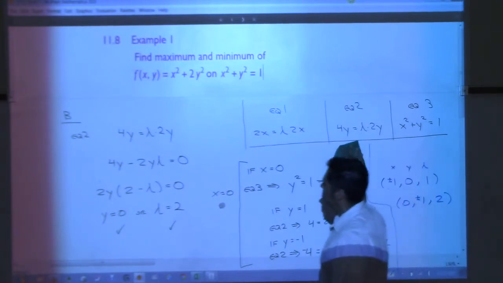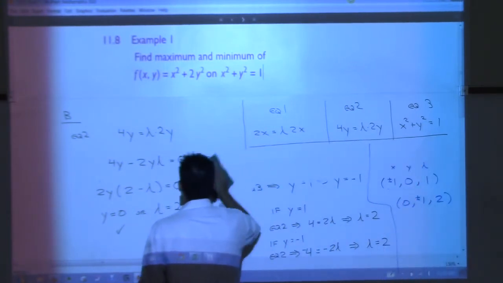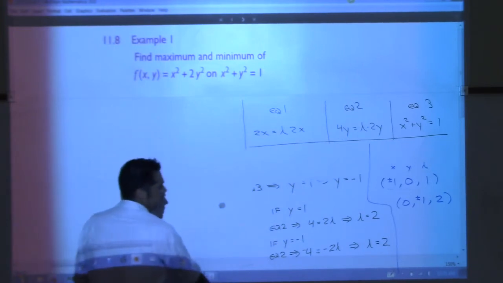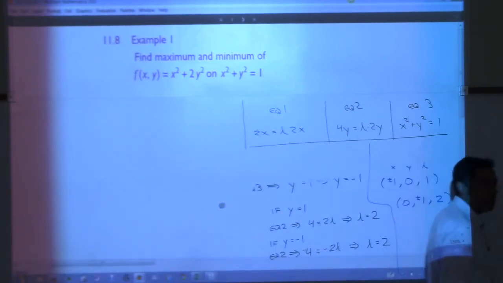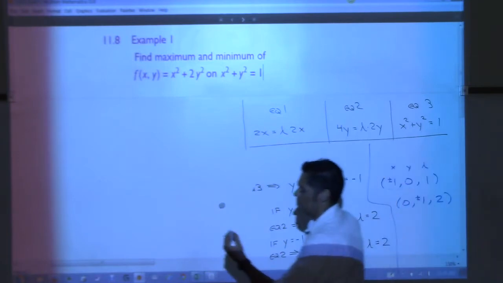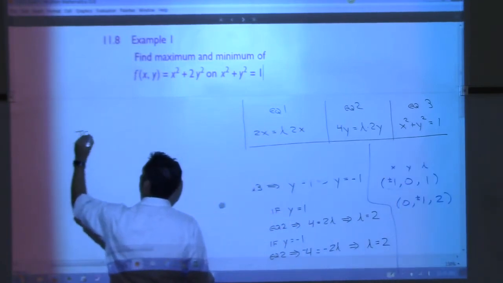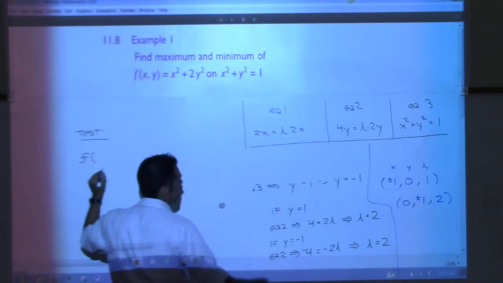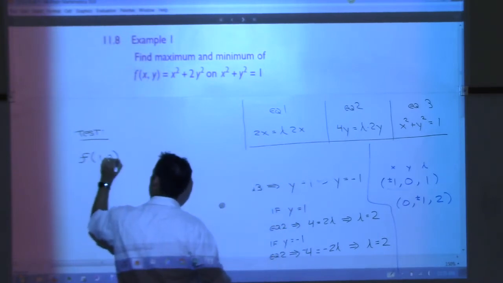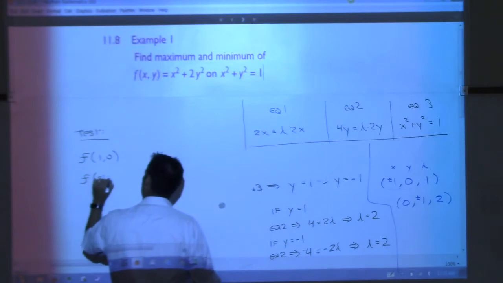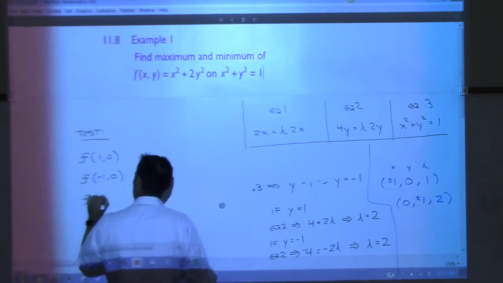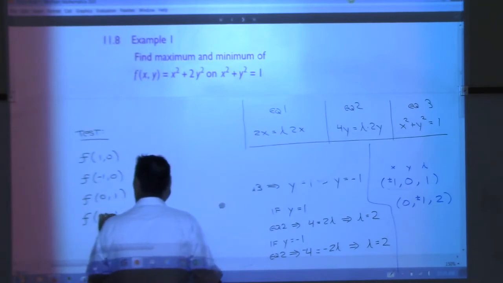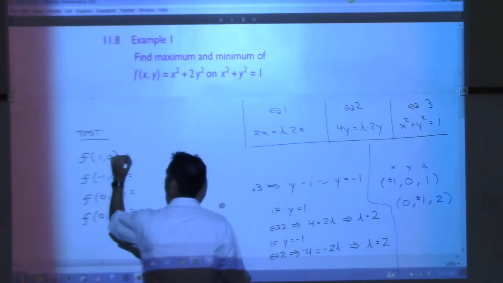Okay, so now what would we do? We have 4 points. You would plug them back into the original function. So you now have to evaluate your function. You're going to test and compare here. You need to do f of 1, 0. You need to do f of negative 1, 0. You need to do f of 0, 1, and f of 0, negative 1. You compare all these answers.